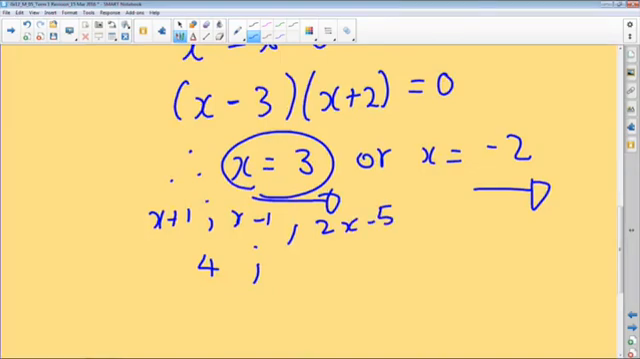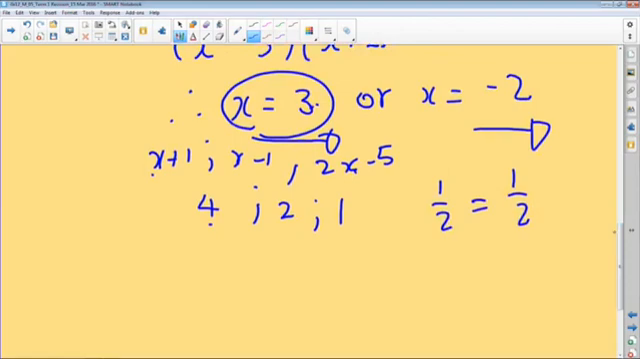So if I put in x is equal to 3 in the first term, I get 4. X is equal to 3 in the second term, I get 2. And then x is equal to 3 in the third term, we're going to get 3 times 2 is 6, 6 minus 5 is 1. When you try and find your ratio between these terms, so 1 over 2, you're going to get a half. So when we put the 3 in, we've got 4, 2, and 1, so I know that I'm going to get a ratio of a half.